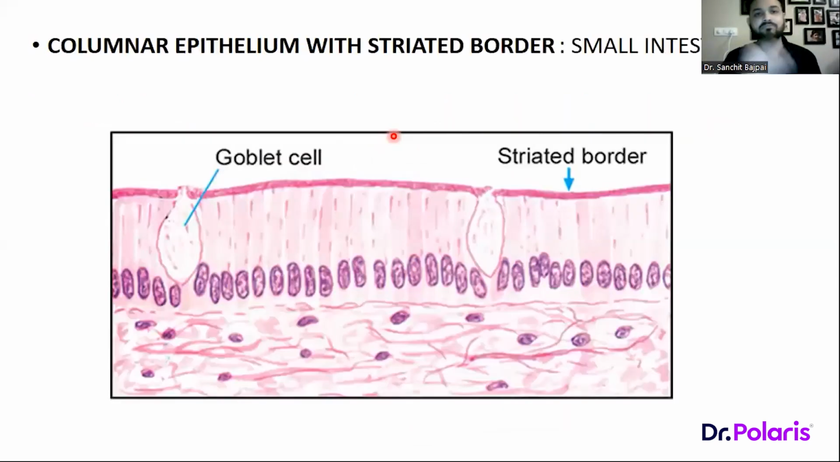Right. Now, again, the last part of columnar epithelium. Some part of columnar epithelium, I already told you that they have a brush border or a striated border. Now, what do you mean by striated border? That they're lined by various microvilli. Now, where do you find these microvilli-lined columnar epithelium? You will find it in the small intestine.